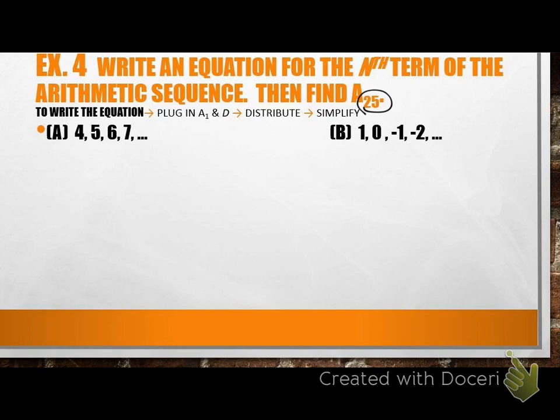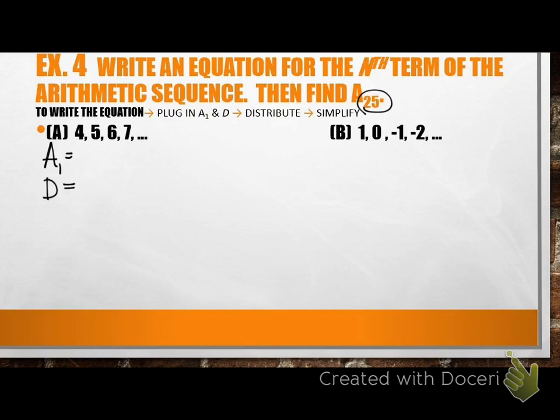So here's how we do it. I've given you 3 steps. Highlight them. If you don't memorize these, you will be lost. So memorize them. Let's go over them carefully. First of all, we are going to plug in a sub 1 and d. So let's identify what a sub 1 is, and let's find the d, or the common difference.